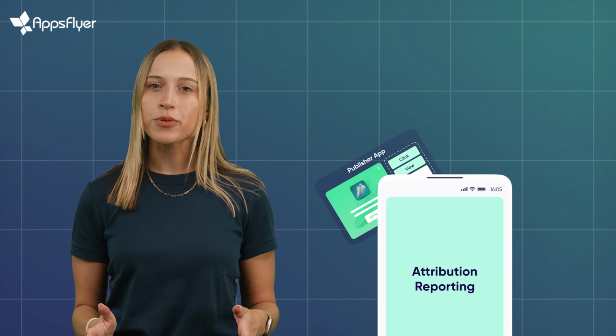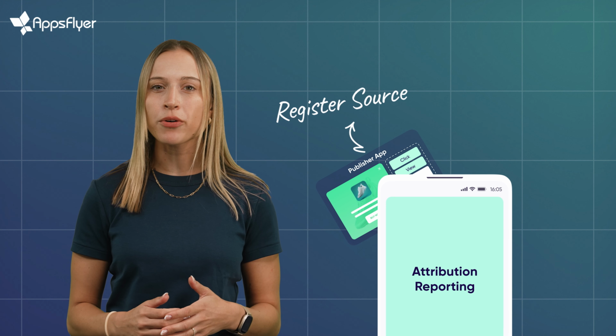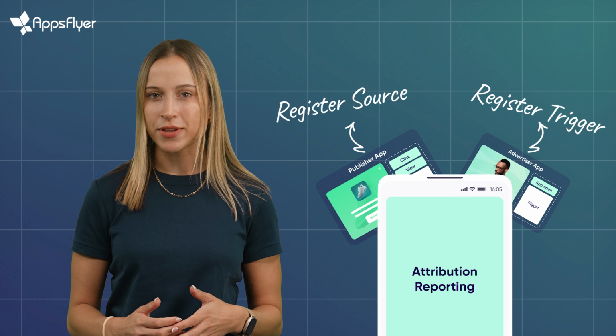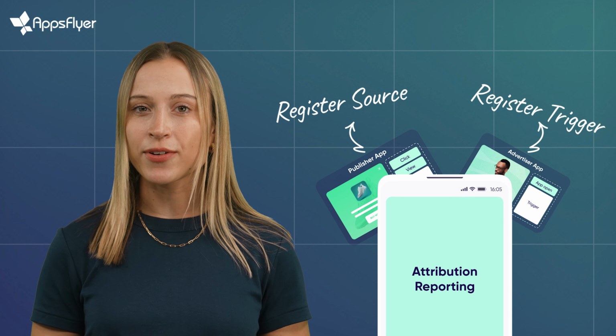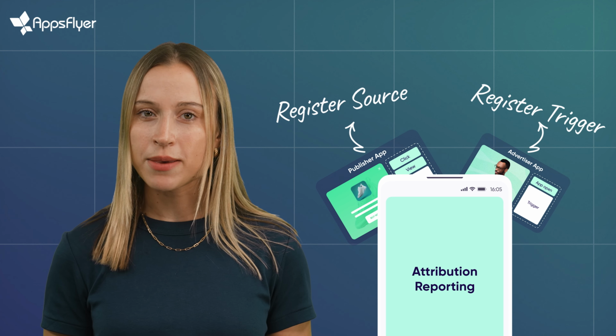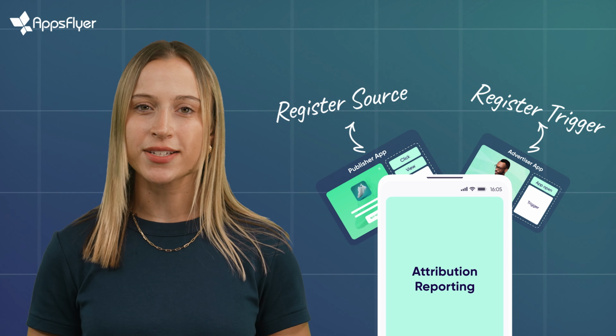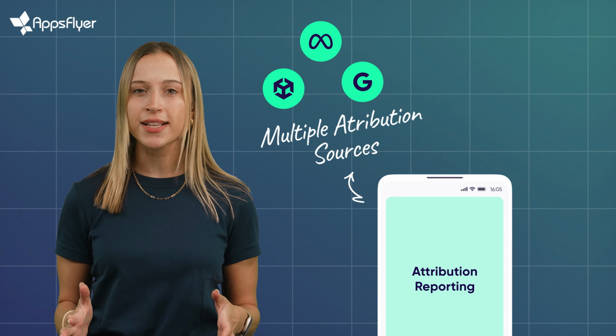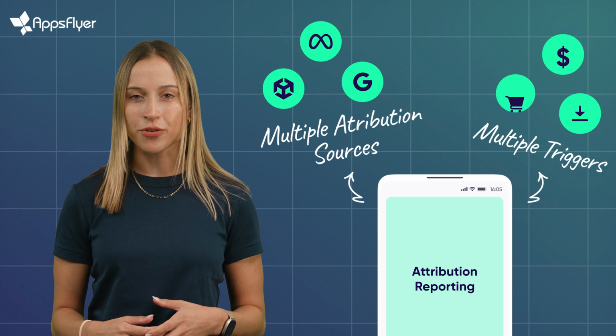The Attribution Reporting API works securely by logging the source when the ad interaction happens and the trigger when the app event happens. This way, it keeps track of last touch attribution while keeping the user's data safe and private. Multiple attribution sources can be stored on the device, ready for last click attribution when the triggers are recorded.